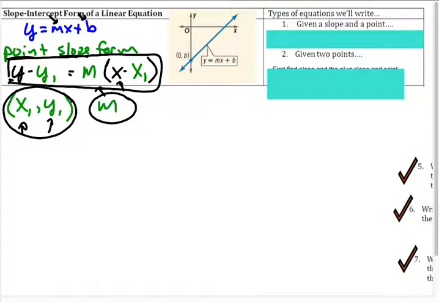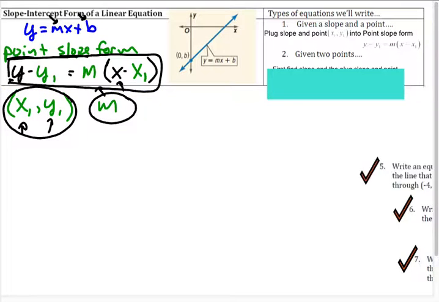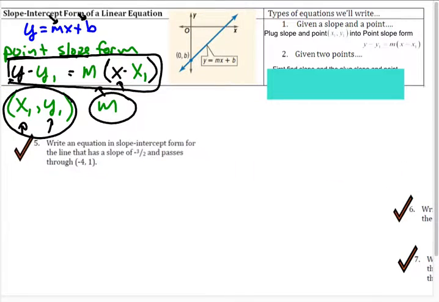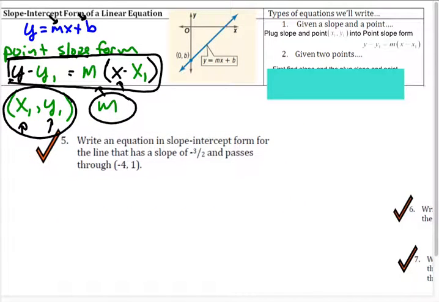So, types of equation we'll write, given a slope and a point, you're going to use point-slope form. And this is basically what we just copied down over here in green and black. So let's try number 5. It says write an equation in slope-intercept form for a line that has a slope of negative 2/3 and it goes through the point negative 1, 4. This is your x sub 1 and y sub 1 right here.